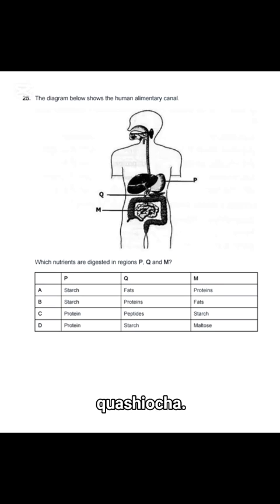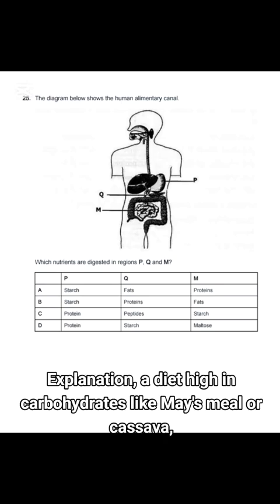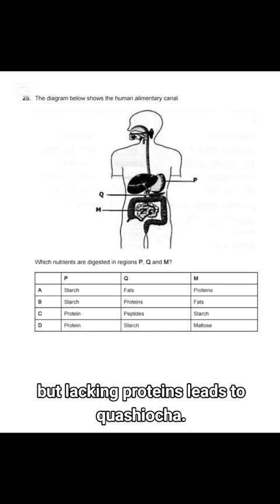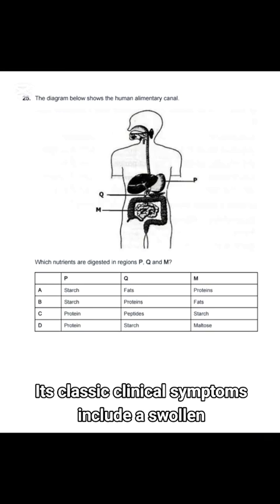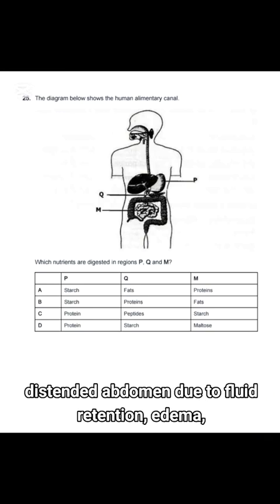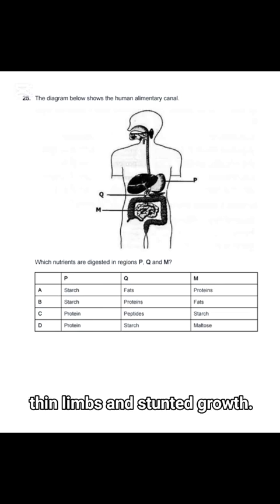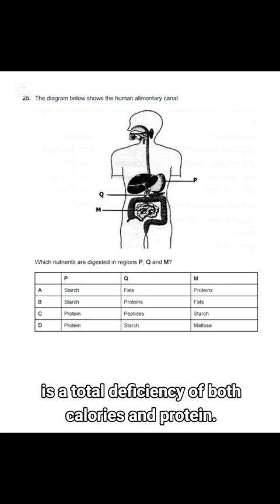Question 25. Answer: C. Kwashiorkor. Explanation: a diet high in carbohydrates, like maize meal or cassava, but lacking proteins leads to kwashiorkor. Its classic clinical symptoms include a swollen, distended abdomen, due to fluid retention, edema, thin limbs, and stunted growth. Marasmus, by contrast, is a total deficiency of both calories and protein.